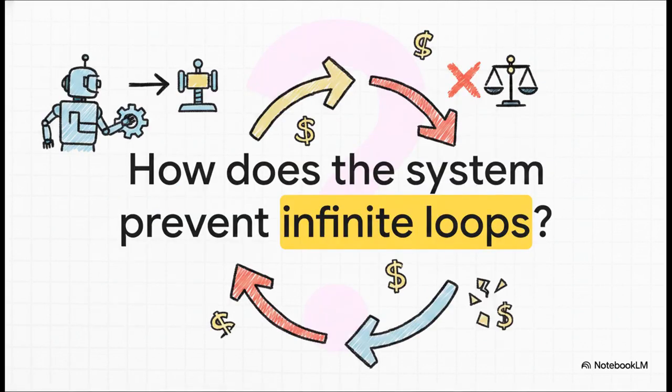But that brings up a massive challenge, right? Think about the biggest risk of autonomous retry loops. What happens if an agent makes a mistake, the judge rejects it, and the agent tries to fix it by doing the exact same wrong thing? Getting stuck in an endless loop like that will drain your API budget in a matter of minutes.